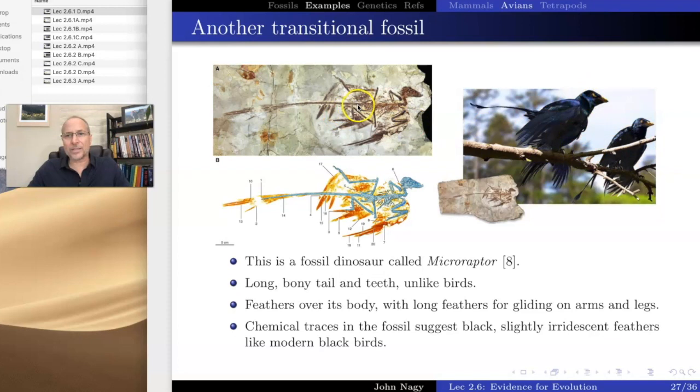Yeah, except it's got this long bony tail that birds don't have, and it's got teeth that birds don't have. You know what this thing is? This is a dinosaur. This is an actual dinosaur. And it's of a type of dinosaur called Microraptor. We now have a number of species of this type of little dinosaur. Notice Microraptor. Little thief, that's what raptor means.